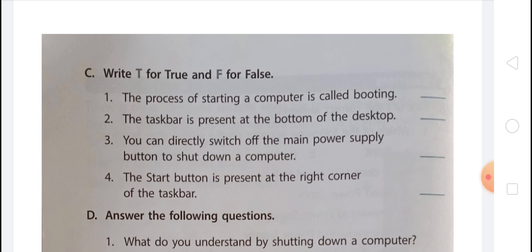Next is the taskbar. The long bar present at the bottom of the desktop is known as the taskbar. This bar contains many icons, and icons are small pictures or symbols. In other words, the taskbar is a horizontal, that is, long, bar present at the bottom of the desktop. It is called the taskbar.